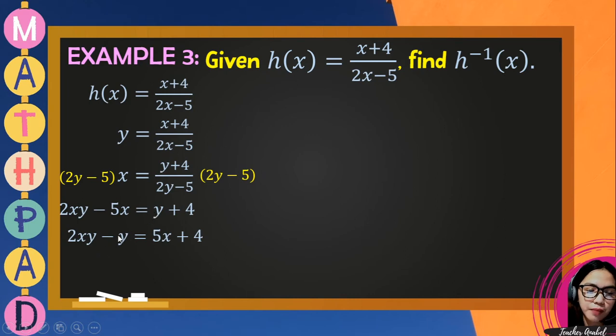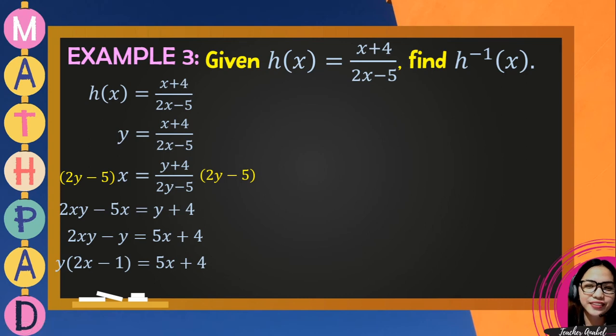Okay? So, nag-minus tayo ng y. So, sa isa, nag-plus tayo ng 5x. And then, here, we have a common factor. Diba? So, common factor here is y. So, we extract the common factor y and then divide both terms by y. So, 2xy divided by y is 2x, diba? And then y divided by y is 1. Kaya ito yung nakuha natin.